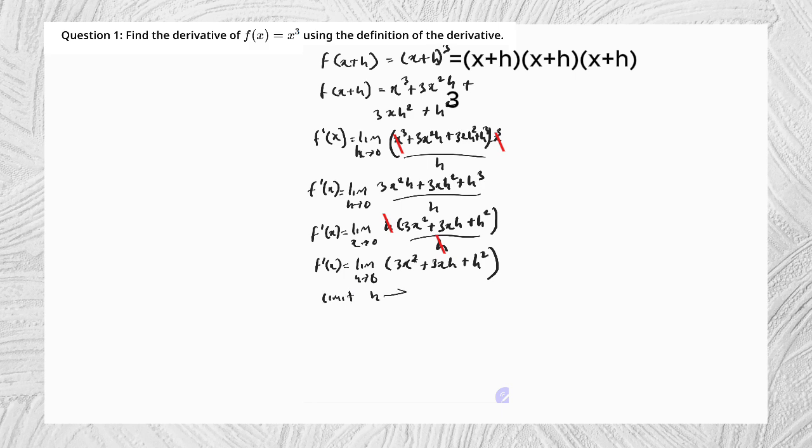Take the limit as h tends to 0. And what that simply means is anywhere you see h, you substitute with 0. And you are left with 3x squared plus 3x times 0 plus 0 squared. And we all know that 0 squared is 0 and 3x times 0 is 0. So this is going to leave us with 3x squared plus 0 plus 0, and that will give us 3x squared. And you arrive at your final answer.